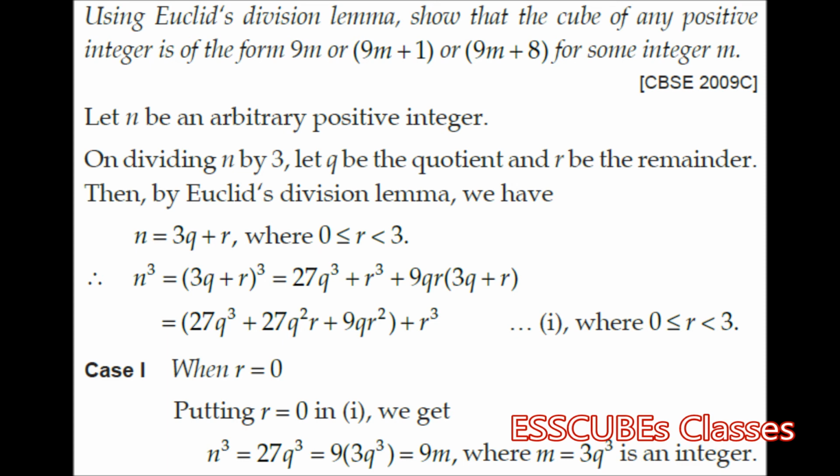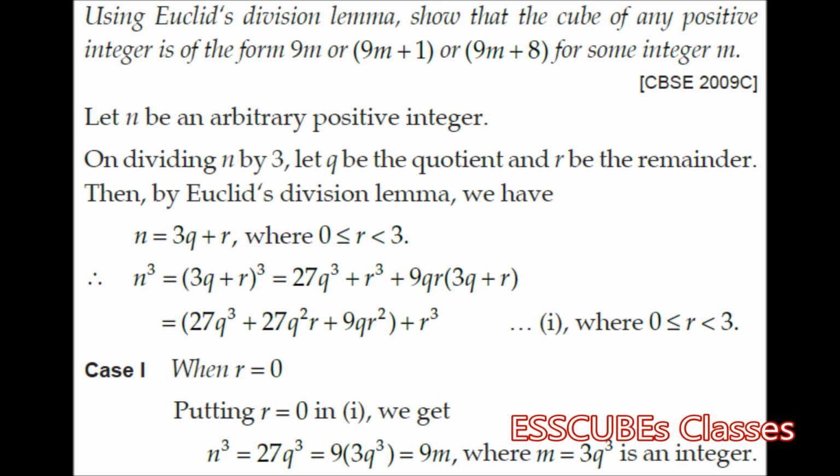Now, if I put r to be 0, what do I find? We find n cube is nothing but 27q cube. Now check. Over here, I need to represent it in the form of 9m or 9m plus 1 or 9m plus 8. So 27q cube can be written as 9 into 3q cube, where m represents 3q cube. So we get n cube is equal to 9m.